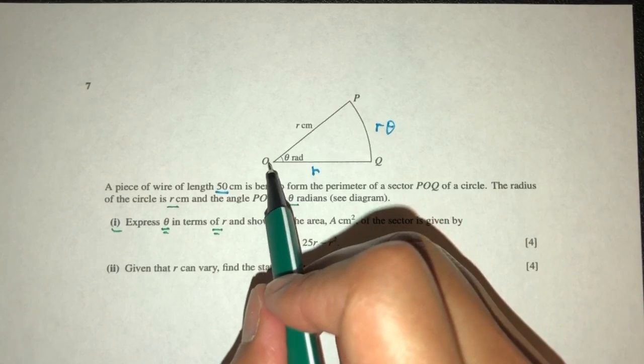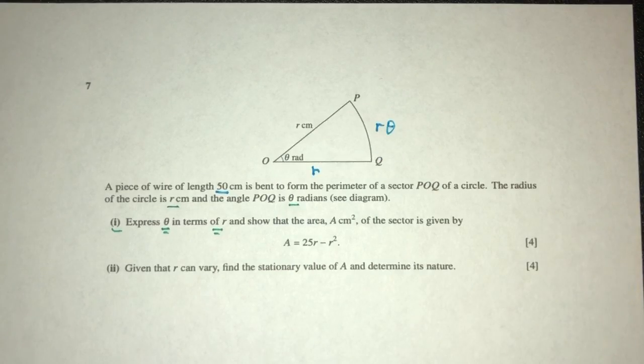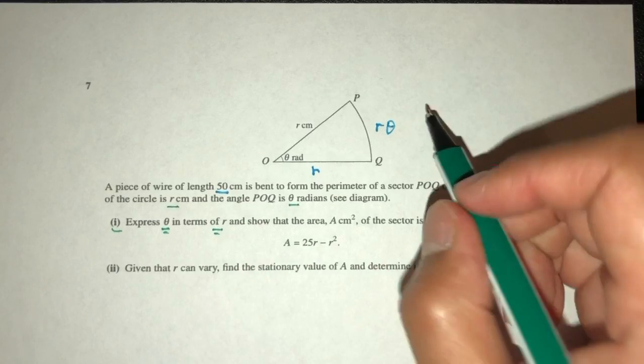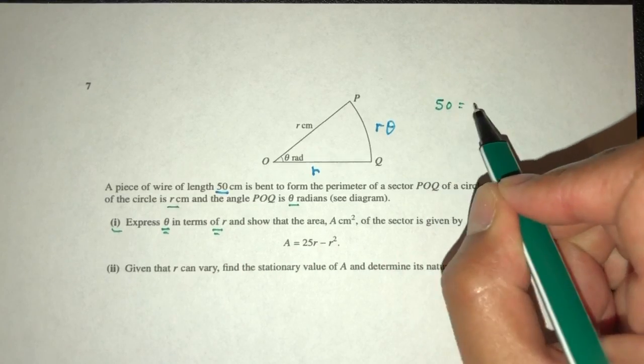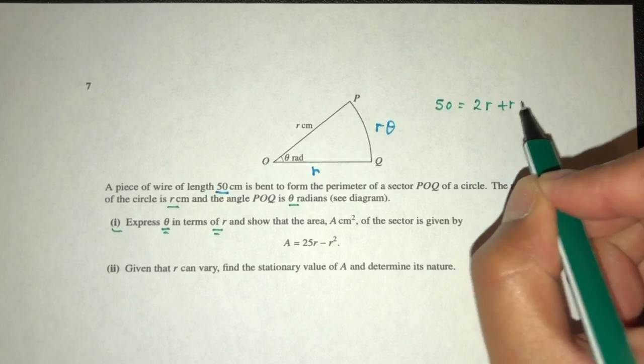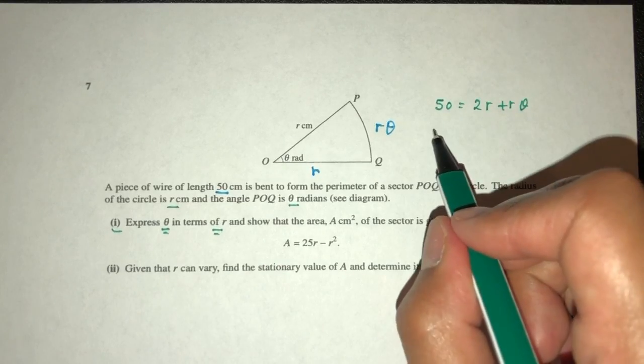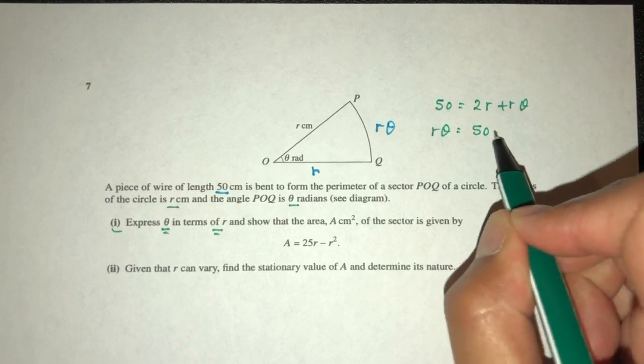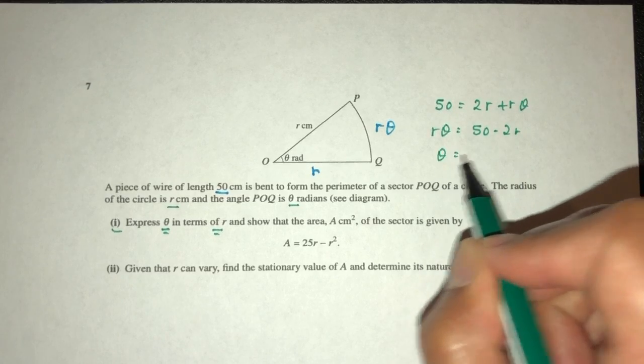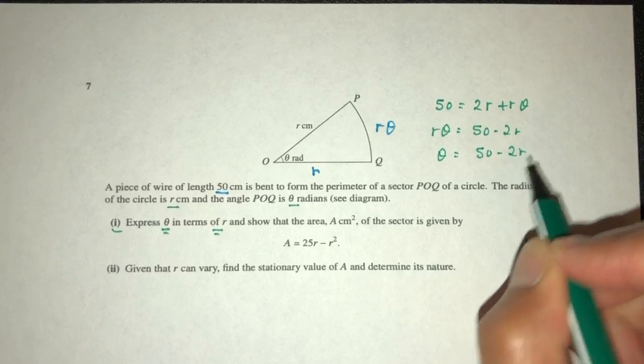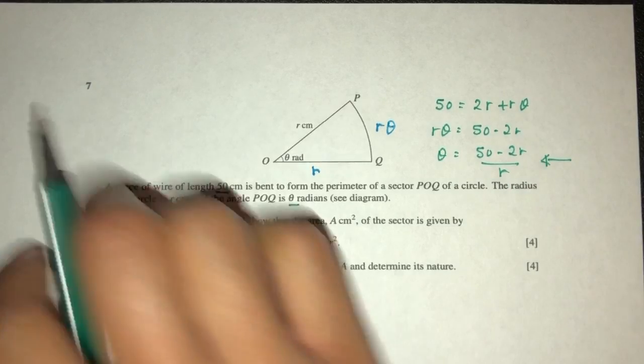We understand that the perimeter for this shape should be 50. So 50 has to be R plus R is 2R plus R theta. Now theta in terms of R: R theta should be 50 minus 2R. Theta should be this over the value of R. This is part 1 of your question.